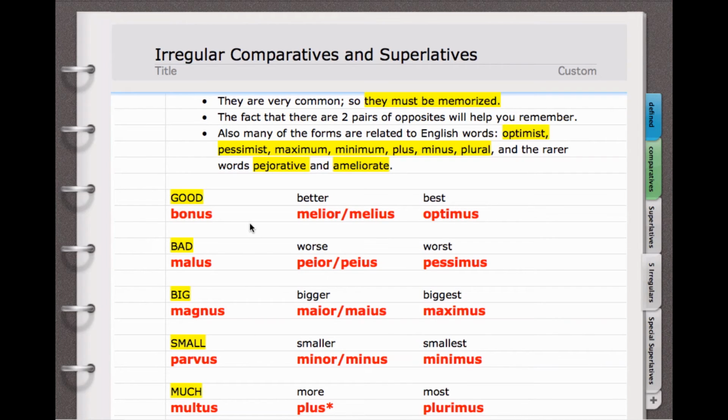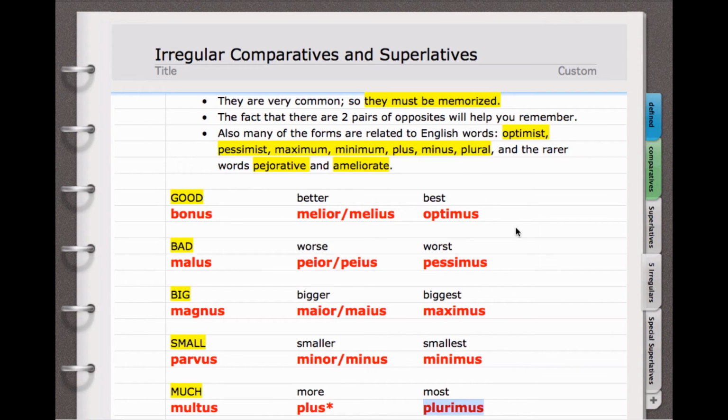There are also, among these forms, many words that are related to English words. So optimus is obviously related to optimist. Pessimist right here. Maximus is like our maximum. Here, minimus, minimum. We've got a plus right here, and a minus right here. Plurimus here is somewhat related to plural.